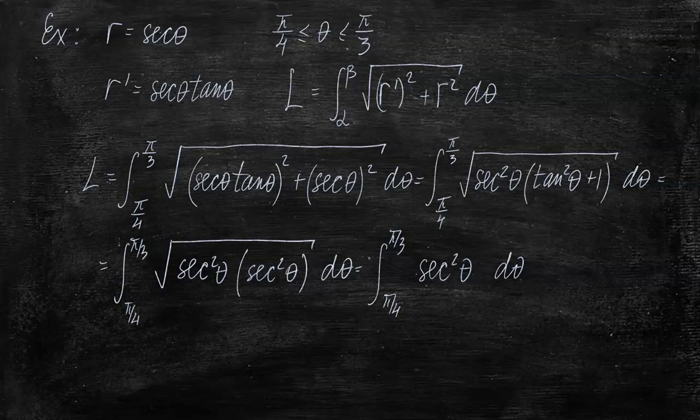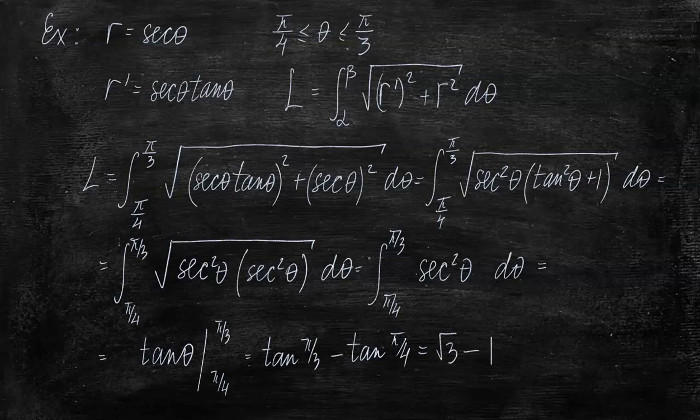And it's always defined, at least on this interval. And what's the antiderivative of secant squared? It's tangent theta. So the antiderivative is tangent, and we evaluate it between pi over 3 and pi over 4. So tangent of pi over 3 minus tangent of pi over 4. Tangent of pi over 3 is sine of pi over 3 over cosine of pi over 3, so it's root 3 over 2 over 1 half, which is root 3. So it looks like root 3 minus 1 is the answer. So it's pretty straightforward. So let's do another one.